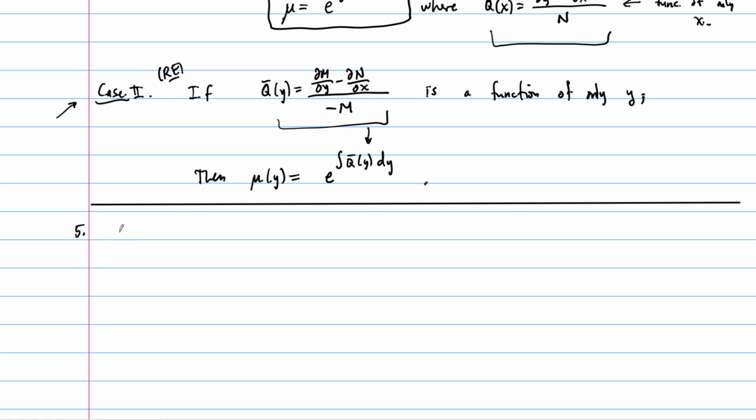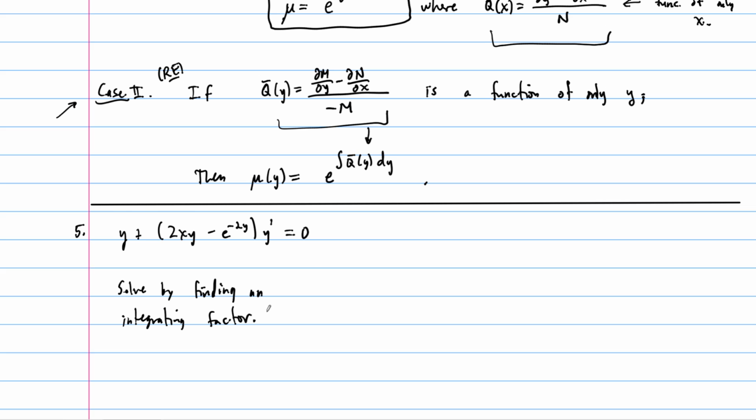So here's the differential equation. It's y plus 2xy minus e to the minus 2y, all times y prime equals 0. All right, so I'd like you guys to solve this one by finding an integrating factor and then making it exact, going through the whole process that we've just gone through.